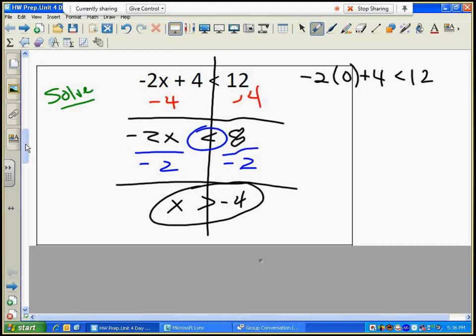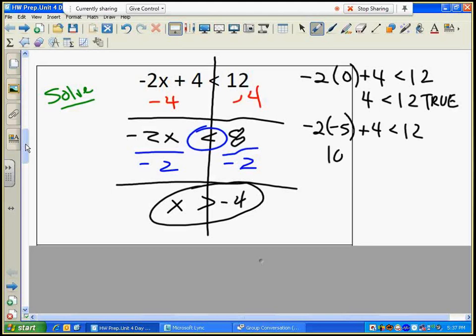Okay, so this is 0 plus 4. 4 is less than 12. Well, that is true. That proves that 0 is a solution to the original inequality. Okay, however, let's say that we didn't flip that inequality. And let's say that instead of x is greater than negative 4, it has x is less than negative 4. Okay, well then a solution might be negative 5. Well, let's plug that into the original inequality, and let's see if that actually does hold up.